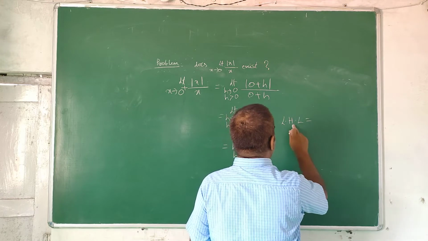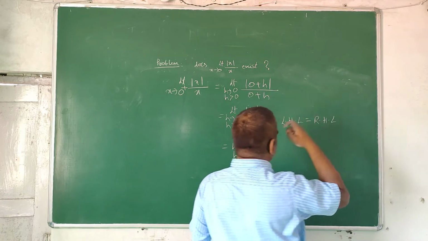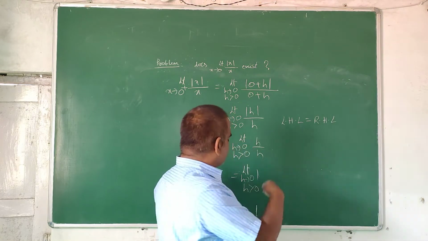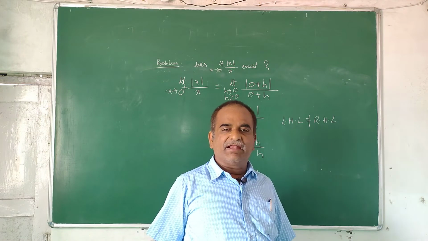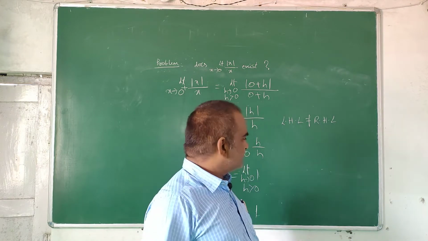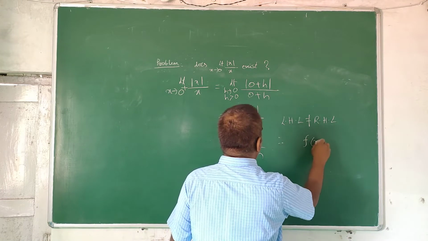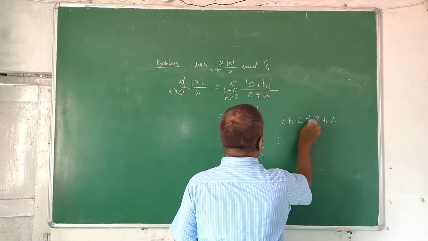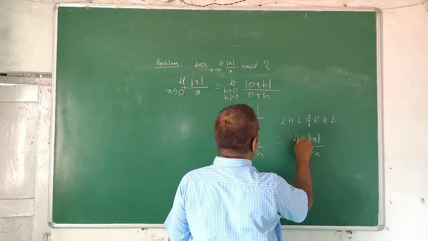LHL means left hand limit. RHL means right hand limit. You are seeing that they are different, because in the previous case you got -1, in the present case you got 1. So they are different. Therefore, what you can conclude is that the limit of the function mod x by x as x tends to 0 does not exist.